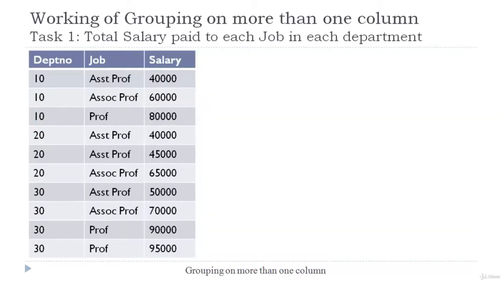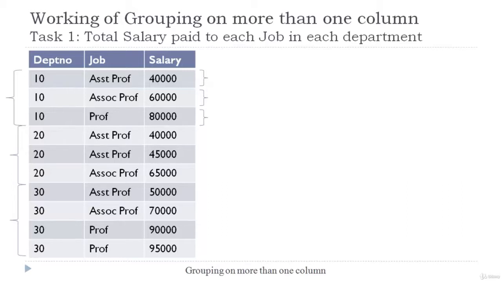To perform this query, first grouping will be performed on department number. The first group will be created for department number 10, the second for department number 20, and the third group for department number 30 employees. Within each group, grouping is performed on job. Since there is only one record per job title in department number 10, subgroups of only one record will be created for assistant professor, for associate professor, and for professor.